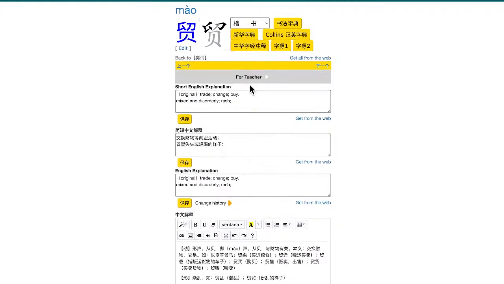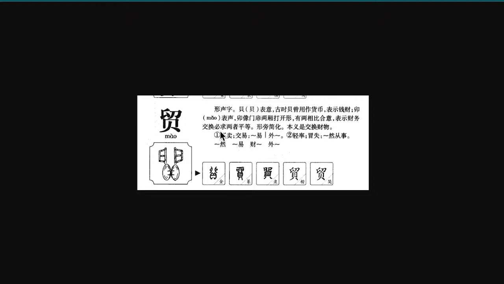Let's see. Next, take a look at the character. You can see this one goes with the 毛 on the top to represent the sound, and the 贝, which means shell, on the bottom, indicating this is something related to money or trade.